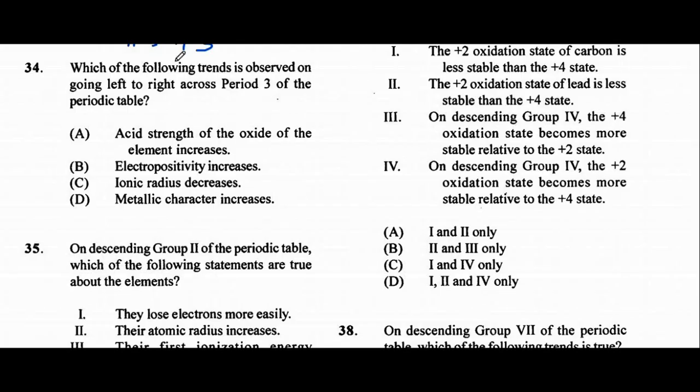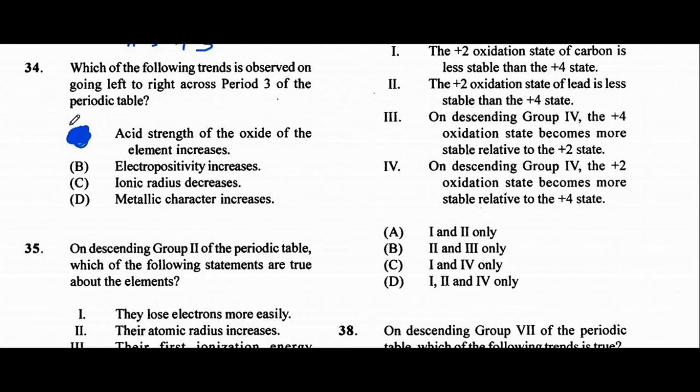Electropositivity increases. No, generally as you go across a period, the electronegativity increases. Electropositivity decreases. As you go further towards the left, on the other hand, the electropositivity does increase and the electronegativity decreases. Now, the ionic radius decreases. Though this is true in a sense, let's see where the hiccup gets.